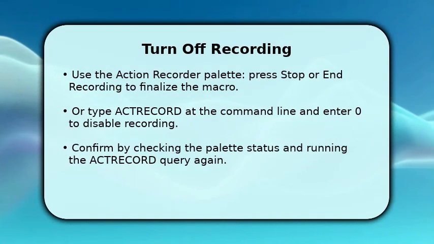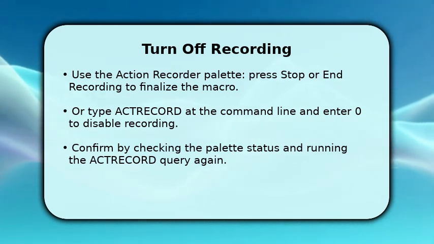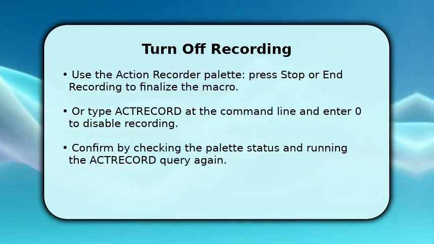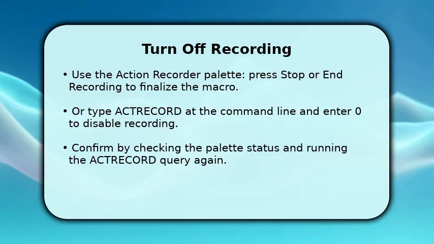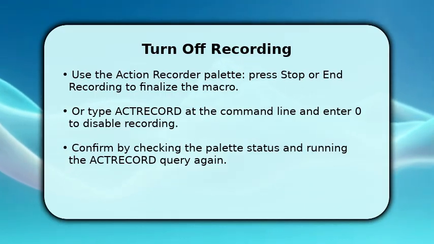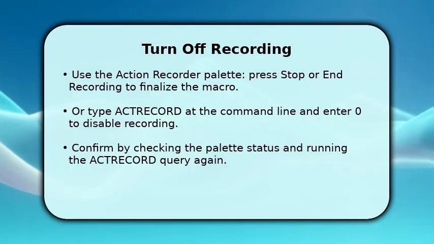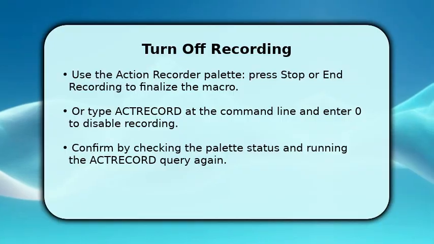Now stop the recorder. Press stop or end recording on the Action Recorder palette to finish the session, and make sure any macro is saved or discarded as you choose. Alternatively, type Actrecord at the command line and enter 0 to disable recording directly. You should see the palette indicate recording has stopped.